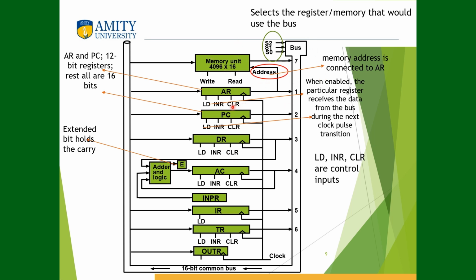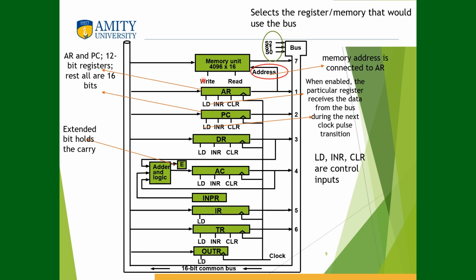The next part is that all the registers are connected to a common clock. This is a master clock, a general clock that is connected to the output register, temporary register, input register, instruction register, AC, DR, PC, and AR. All of these are connected to the clock. This determines at which clock cycle what instructions are to be carried out. The AR and PC are 12-bit registers. The rest are all 16-bit. In a 12-bit register, when data is transferred to the bus, the most significant bits are set to 0. So the upper 4 bits of the addresses will be set to 0.